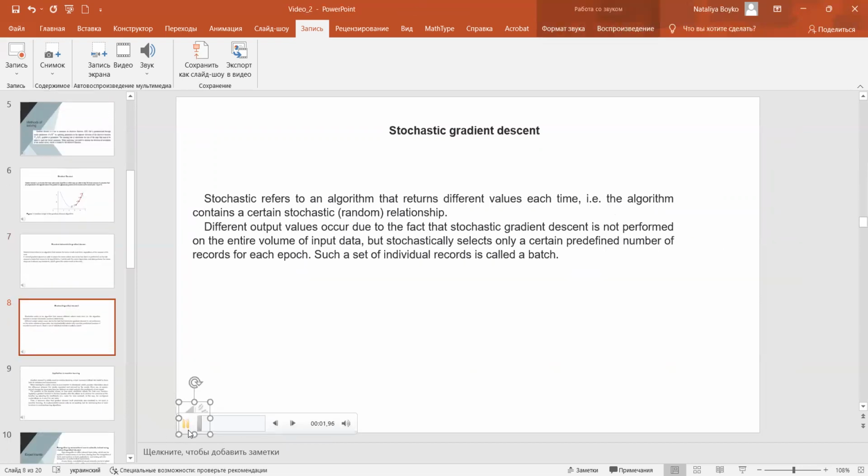Stochastic gradient descent. Stochastic refers to an algorithm that returns different values each time, i.e., the algorithm contains a certain stochastic or random relationship. Different output values occur due to the fact that stochastic gradient descent is not performed on the entire volume of input data, but stochastically selects only a certain predefined number of records for each epoch. Such a set of individual records is called a batch.